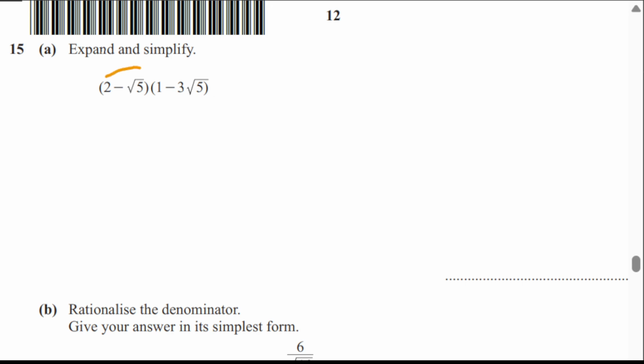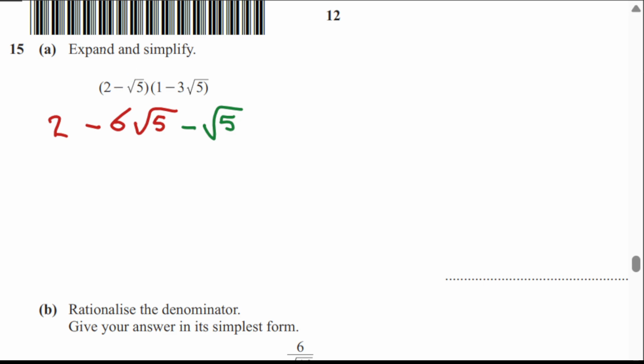So I'll multiply 2 times 1 first, which is 2. And then I'll multiply 2 times negative 3 root 5. So 2 times 3 is 6, so I'll just write negative 6 root 5. We finished with the 2. Now we multiply the root 5. So root 5 times 1 is just root 5. Why did I put a negative sign here? Because it was negative there.